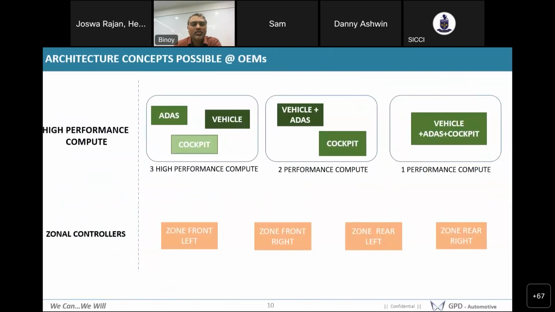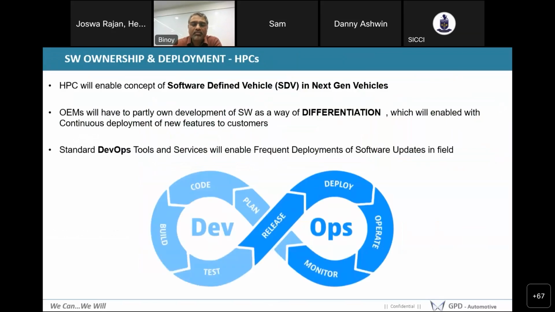Okay. It's similar, just represented differently. There are also architectures with two high performance computes, and then there is a central compute approach. But most current or evolving vehicle architectures have three high performance computes, predominantly grouped around the cockpit, autonomous, and other vehicle controls. Now, all of this is about vehicle architecture and electronics.